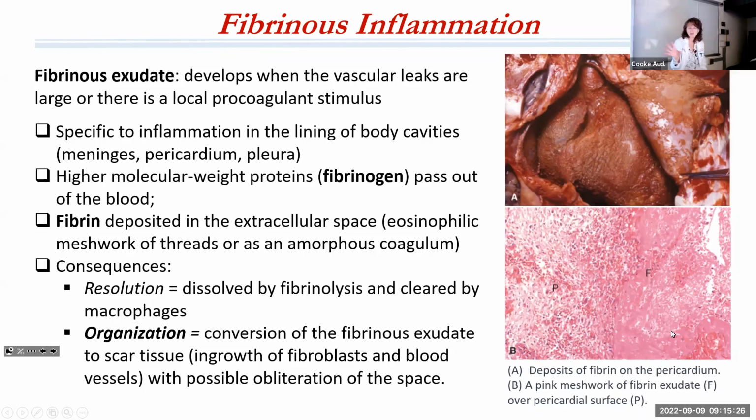The consequences of this fibrinous inflammation are two. Either it goes away or it stays. Resolution, which means it will be dissolved by fibrinolysis and cleared by the macrophages, or it stays and will get organized. Organization means conversion of this fibrinous exudate into scar tissue by ingrowth of fibroblasts and blood vessels. And the possible consequence of this organization will be obliteration maybe of the space.